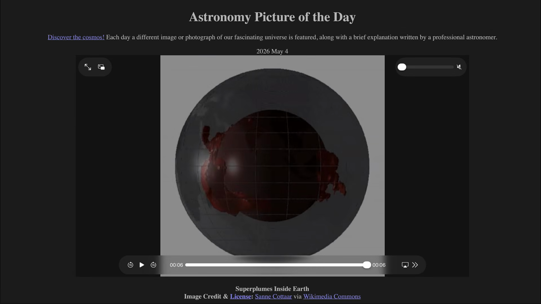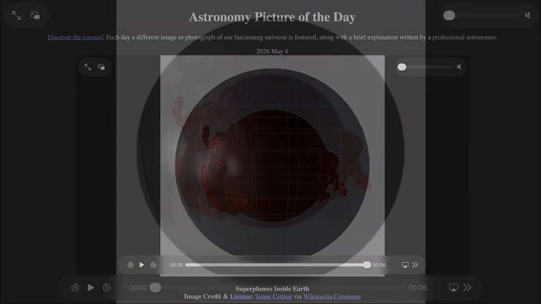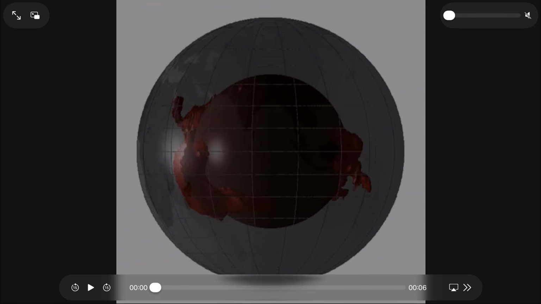Today's picture is titled Superplumes Inside Earth. So what do we see here? Well, here we see an animation and a video that just runs a few seconds, and I'll put it on repeat in just a minute when I get it started. And what it looks at is the interior of Earth, what we could see inside beneath the surface.